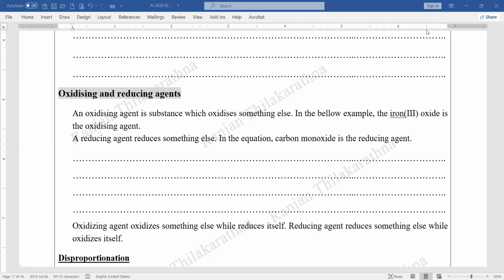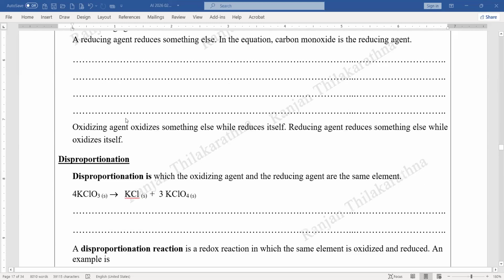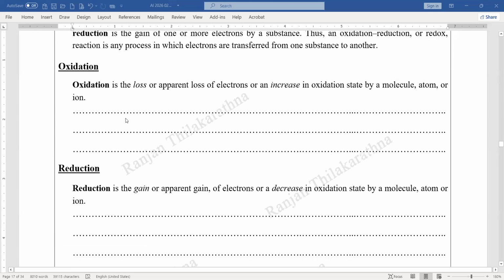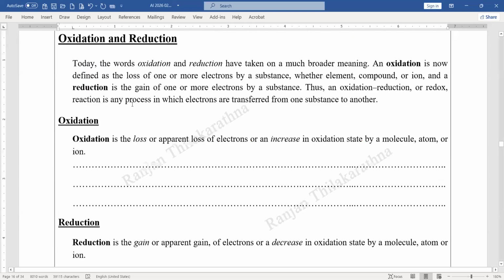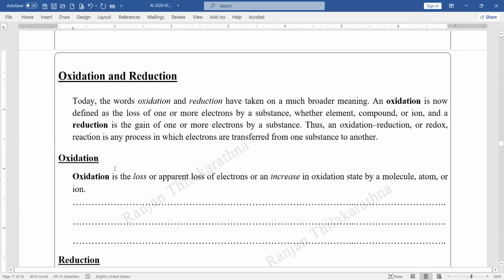Or sometimes we call them oxidizing and reducing. Oxidizing agent. This is the oxidation and reduction. Oxidation means removal of electron. It may be partial or complete.